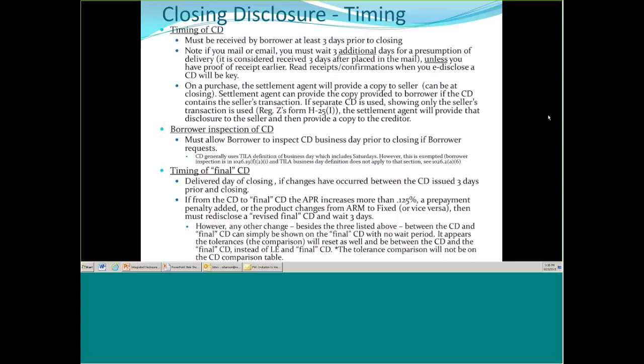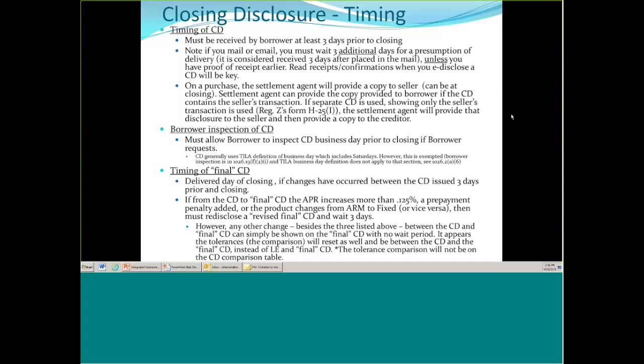A note on mailing or emailing: if that is the method that the lender delivers that CD in, there is a 3 additional day wait period. The reason for that is under the rule, if you mail something or email something, you have to wait 3 days until receipt is then presumed. It's sometimes referred to as the mailbox rule. So if you mail something or email something, you wait 3 days, and then you can presume they received it. And then after that, the 3-day cooling off period runs, and at that point, you can close. So if you mail or email, it will actually be a total of 6 days that you have to wait before you close.